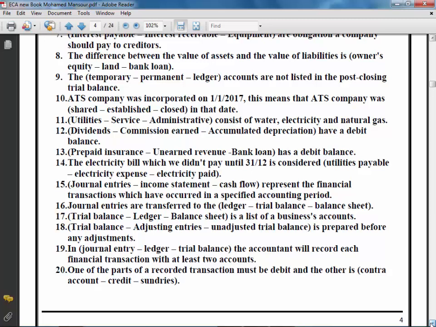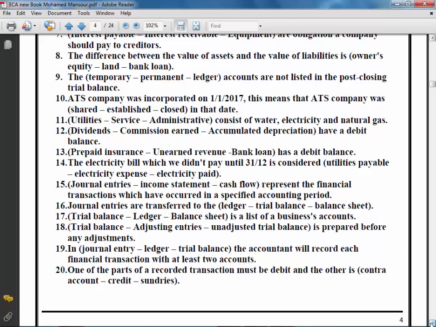Number 18, trial balance, adjusting entries. Unadjusted trial balance is prepared before any adjustments. We didn't do any adjustments, so the answer here is unadjusted trial balance. Number 19, in journal entry, ledger, trial balance, the accountant will record each financial transaction with at least 2 accounts. Of course, each financial transaction will be recorded with at least 2 accounts. This is the journal entry, of course.